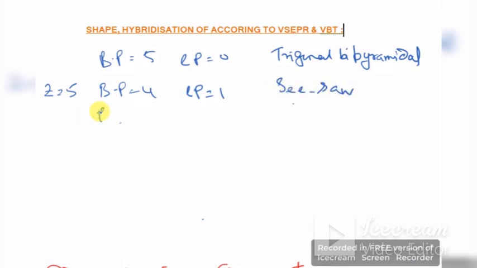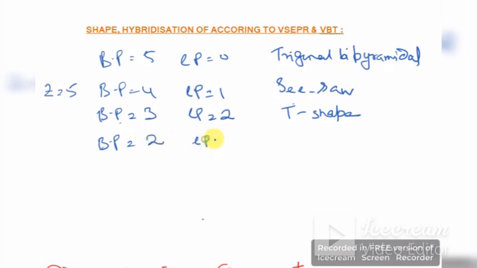After that, if bond pair is 3 and lone pair is 2, then it is called T-shape structure. Then bond pair is 2 and lone pair is 3, that is, the lone pair is gradually increasing, then it is linear shape. So these are the structures you should remember. If you don't remember these structures, it is a waste. You cannot draw or get the idea about the shape symmetry.